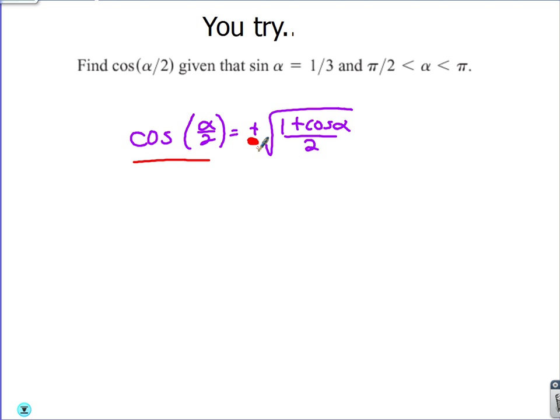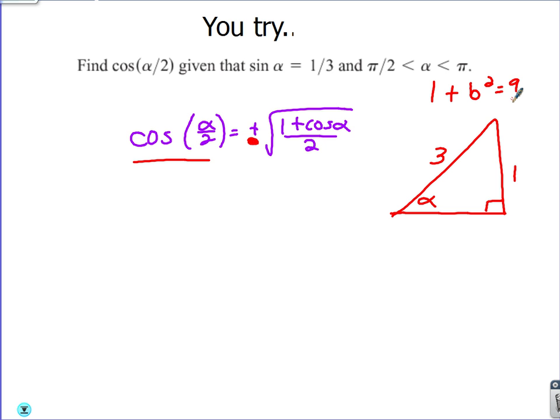Next up, we're given that the sine of alpha is 1/3. Now we're talking about alpha, not alpha over 2. The sine of alpha is 1/3, which, by the way, you can use the Pythagorean identity here: sine squared plus cosine squared equals 1. You can solve that equation and find cosine as well. Or I can use the Pythagorean theorem, a squared plus b squared equals c squared. B will be the square root of 8, which is 2 root 2.